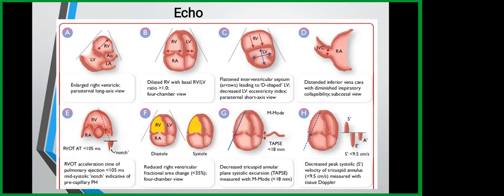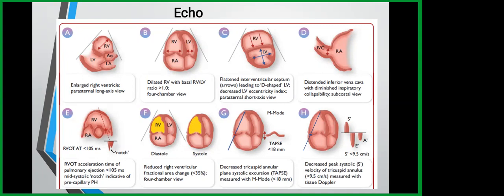Anytime you see a mid-systolic notch on echo, I've never seen one, but they said it's indicative of pre-capillary, mostly group 1. Mid-systolic notch is really characteristic of group 1 pulmonary hypertension.